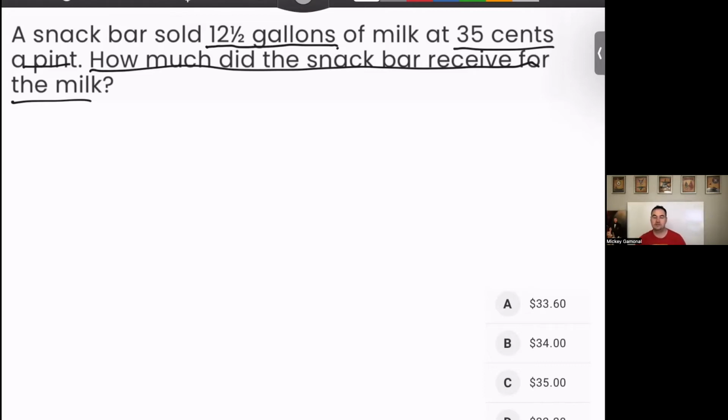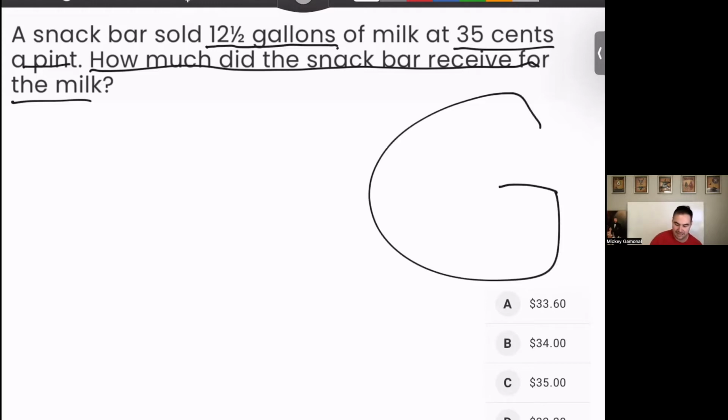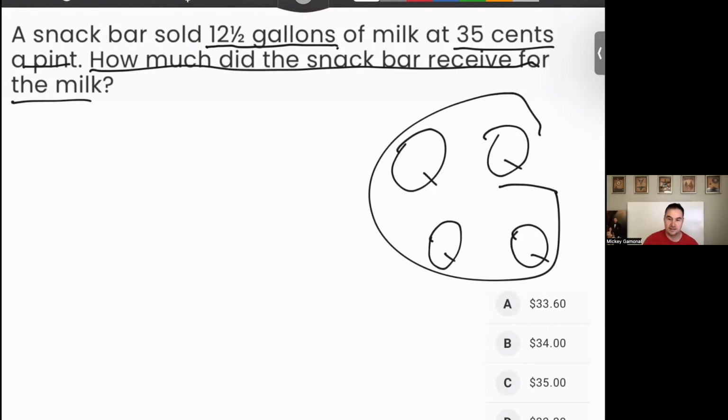Now, the way that you do this, I never remember how to convert pints to gallons. So I always draw the same picture. And I recommend you do the same when you start your math or arithmetic reasoning sections. First, you draw a big G. That's going to represent gallon. Then you're going to draw 4 Q's, quart. And then inside of each quart is 2 pints.